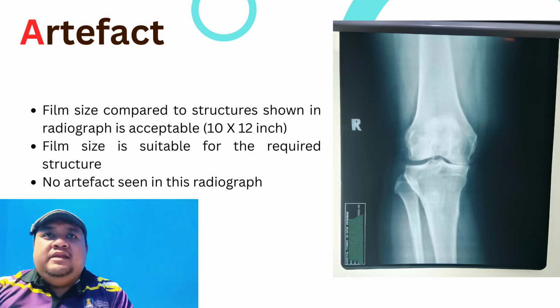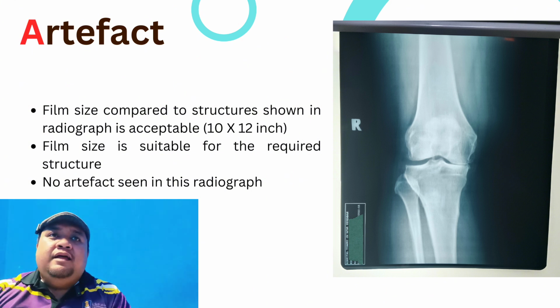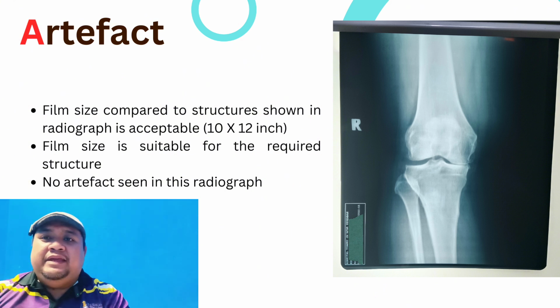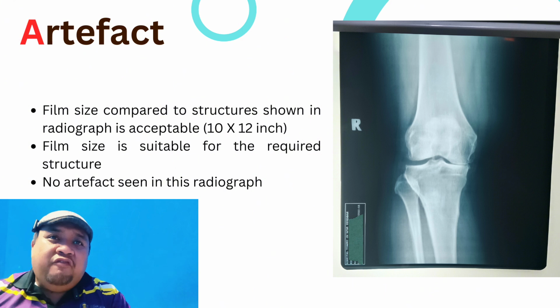Another important step in the placement image evaluation method is artifact. Artifact refers to anything that appears on a radiograph but is not part of the patient anatomy, like clothes, jewelry, motion blur, or external objects. In this radiograph, no artifact is seen, which is good. There are no foreign objects, no patient motion, and nothing that interferes with the visibility of the knee structures.